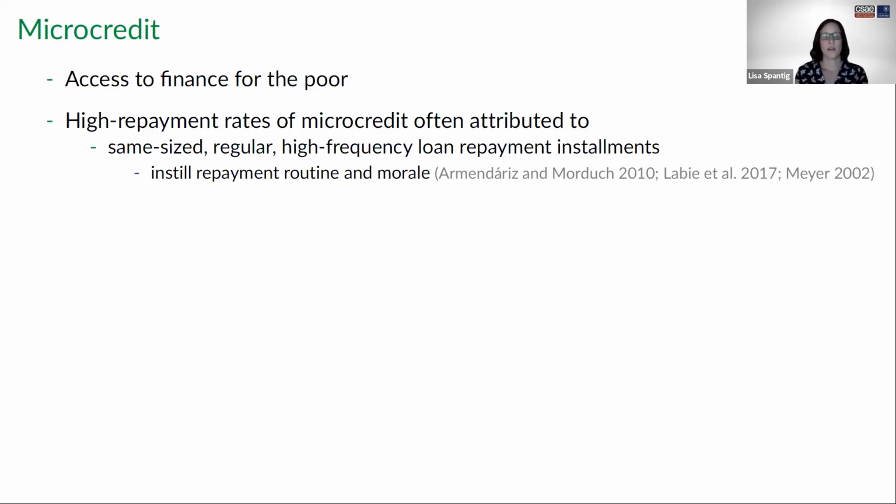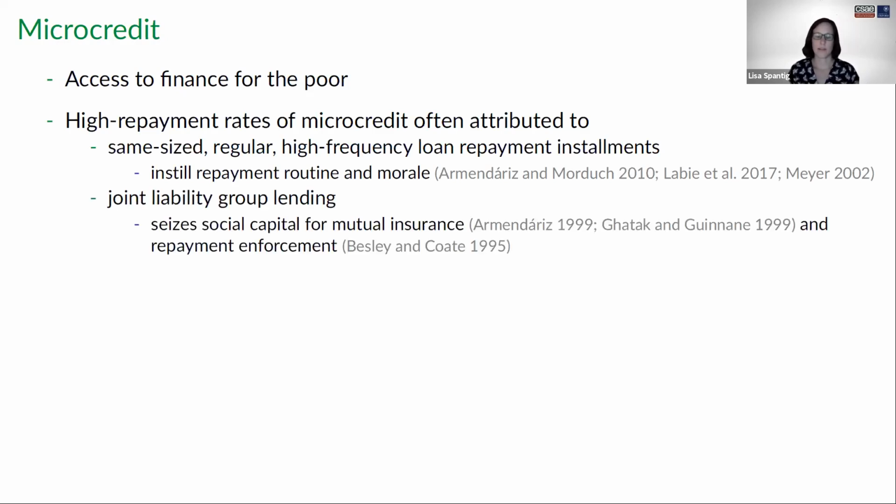The second feature that has been attributed to these high repayment rates is joint liability group lending. So basically think about a group of borrowers all receive their own loan, but they're jointly liable for the repayment of each loan. This can be beneficial because it provides some mutual insurance, because if I, in the group with Annette and Christina, I'm not able to repay today, they will help me repay. It's also helpful in terms of repayment enforcement because Christina will know way better how I'm actually doing as compared to the microfinance organization.